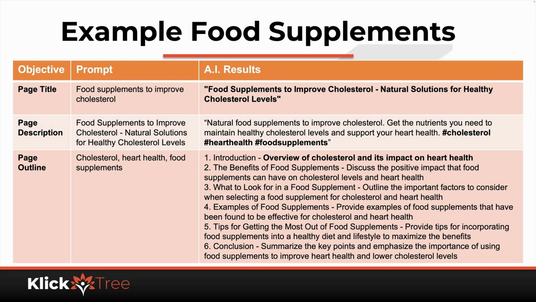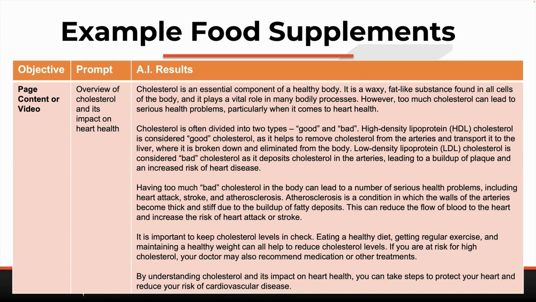Then I want to have a page outline. So I use those keywords that it just gave me back, like cholesterol, heart health, and food supplements. Those keywords I put into the prompt and it gives me kind of the outline of my page. Now, obviously from that outline, I can create some content. So as an example, I used one of those prompts, overview of cholesterol and its impact on heart health, put that into a prompt, and here's where the AI spits out the content. Now you can put that in a video or you can put this in the text on the page. That's up to you, right?